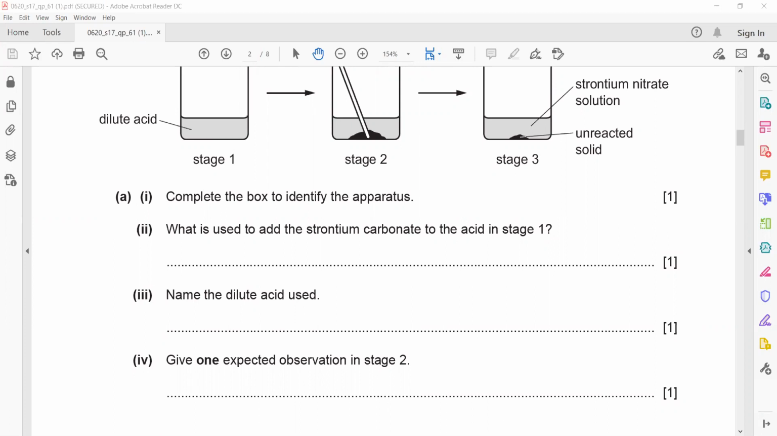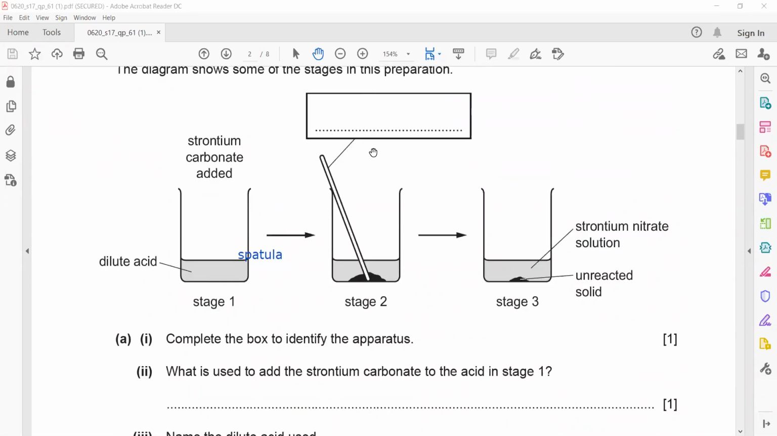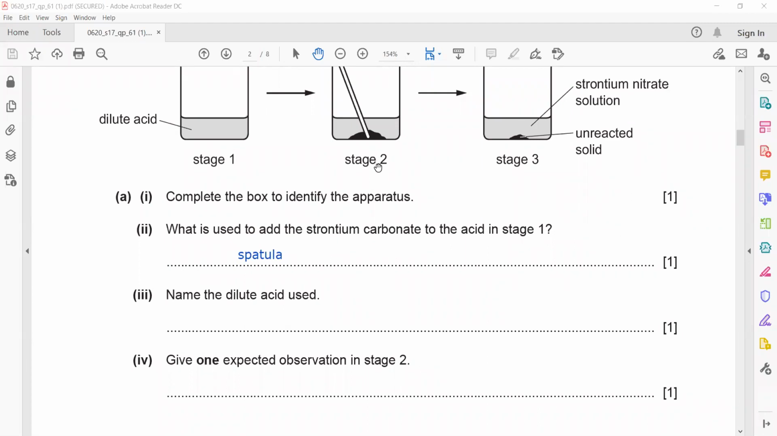Name the dilute acid used. If you are preparing strontium nitrate, which acid should be used to produce a nitrate salt? If you want to produce a nitrate salt, we should use nitric acid. If we want to prepare a sulfate salt, then sulfuric acid. And if you are producing a chloride salt, then hydrochloric acid.